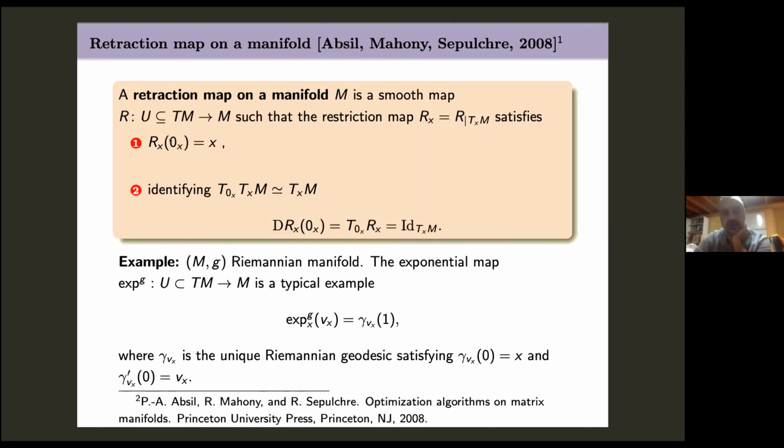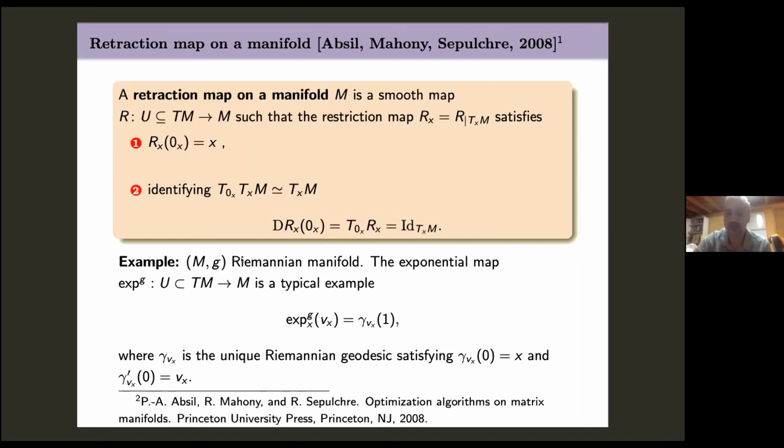The retraction applied to the zero vector is precisely the initial point, where v is posed at zero in the fiber. And we also have this rigidity property, which says that the differential of the Jacobian of the retraction map at x applied to the vector 0 is exactly the identity map. The typical example appears in the previous talk, more or less.